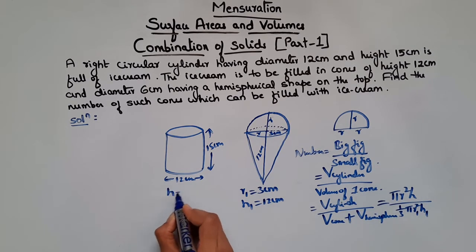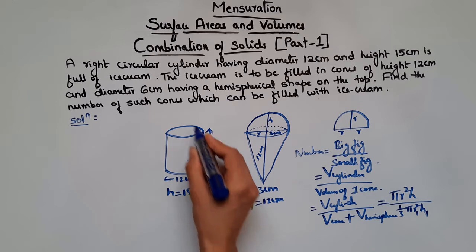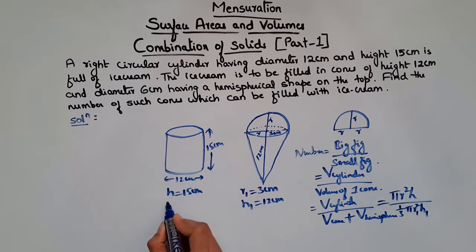So here h is 15 cm, which is the height of the cylinder. Let's take it as h, and r is the radius of the cylinder. So 12 cm diameter means radius will be 6 cm.